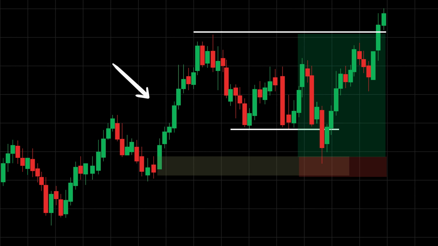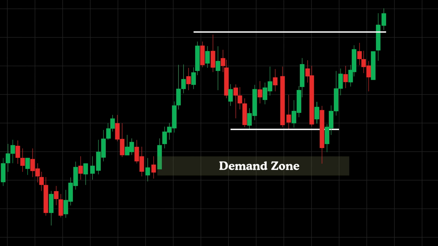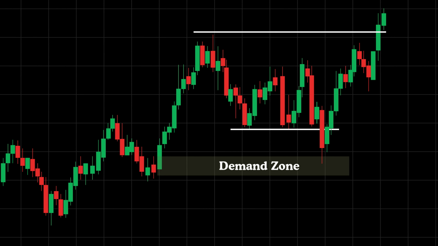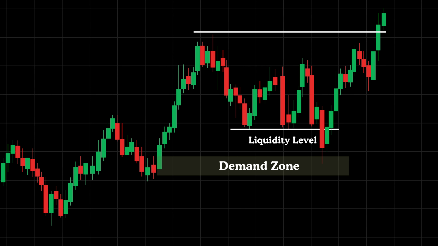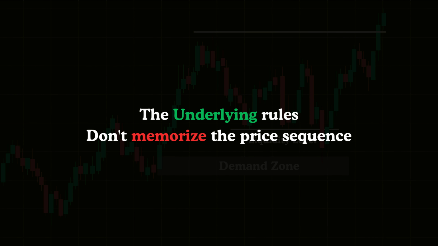The same idea applies to our liquidity strategy. Don't try to match the pattern exactly on a chart. Instead, pay attention to the core components that define it: a liquidity zone forming close to a supply or demand area. That's why grasping the underlying rules matters more than just memorizing the sequence of price action.